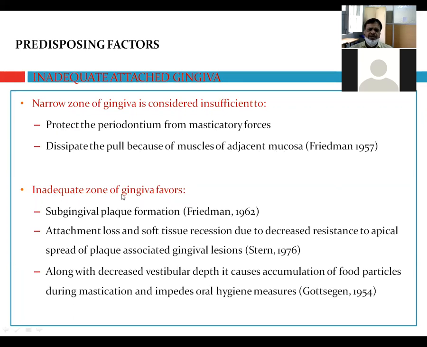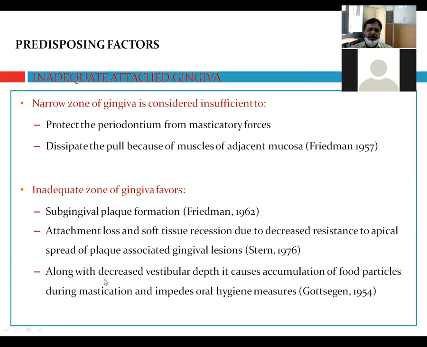Then, an inadequate zone of gingiva favors subgingival plaque accumulation. Whenever there is inadequate width of attached gingiva, there is a greater amount of subgingival plaque accumulation. There is continuous attachment loss. Soft tissue recession usually takes place whenever there is insufficient width of attached gingiva.